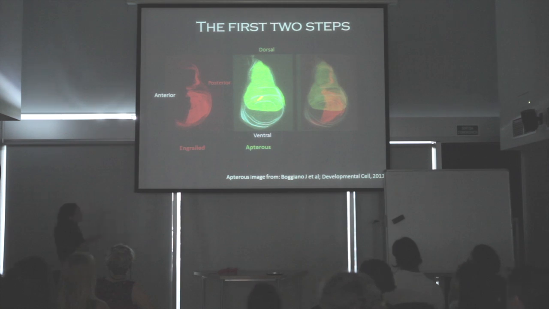Then the apterous gene is expressed only dorsally. So at the end of this phase, what we have is a wing disc that is able to differentiate between anterior, posterior, and dorsal and ventral.